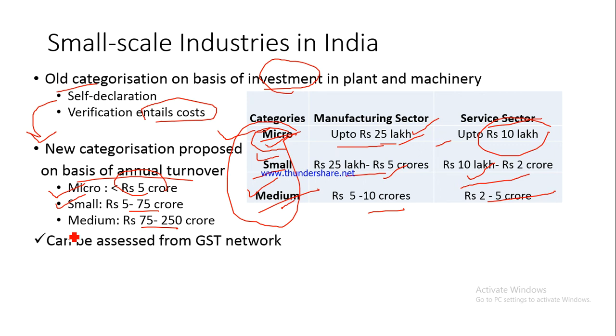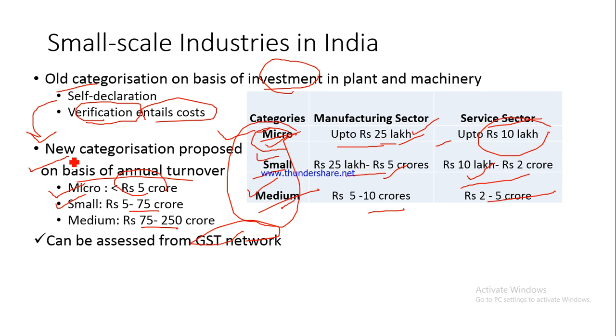Now, what is the advantage here? First thing, you don't have to rely on any declaration by the owner of this industry. This can easily be cross-checked from the GST network. Why? Because in the GST network, these businesses would be filing returns based on their annual turnover. So whatever return they have filed will give me an idea about the turnover that they have. And so there is no need for any self-declaration by the owner or verification by the government. So in that sense, we do not need to spend on verification, wherein now we have proposed a new basis for categorizing the small scale industries in India.